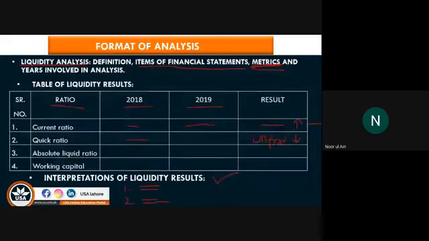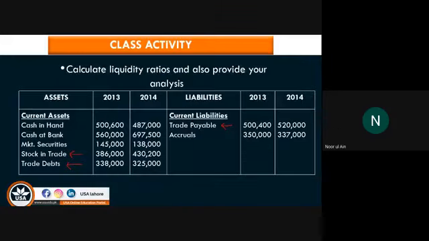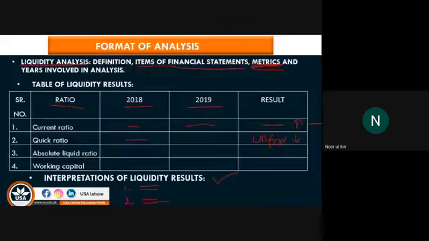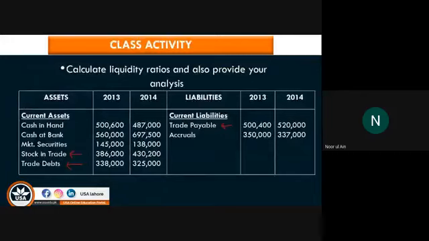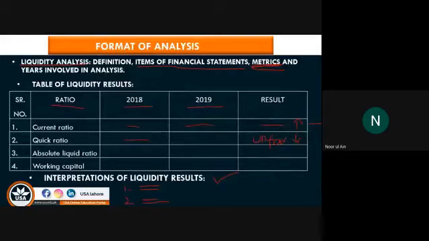And you can copy and paste this format in a Word file and provide additional details in the first section. Definition, you have to write it on your own. Items of financial statement, that means you'll provide the list, and again you can copy and paste these item names of current assets and current liabilities. Matrix, formulas and years over here are 2013 and 14. Then you'll fill up the table. You have to edit it. It's 2013 and 14, not 18 and 19, in your analysis. And you'll provide the interpretation of all four ratios in your own words, ultimately in the third section.